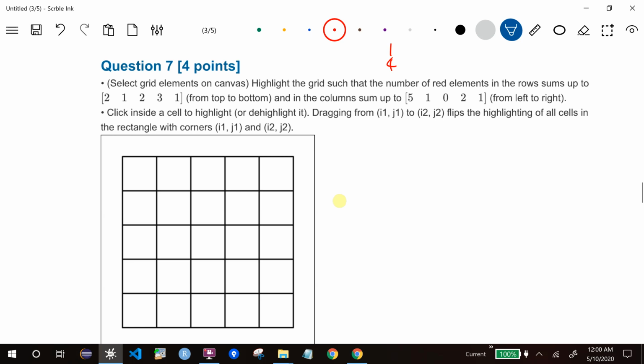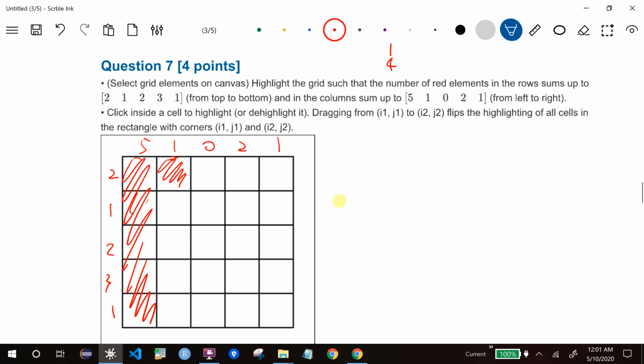to fill in the squares. So we want the row sums to be 2, 1, 2, 3, 1, and column sums to be 5, 1, 0, 2, 1. So 5 here is obvious because there are only 5 boxes. We need to color all of them red. And 1, so these two are 1, so there's already 1, so we don't need to add anything. So here it's 2, so we need to add another 1.